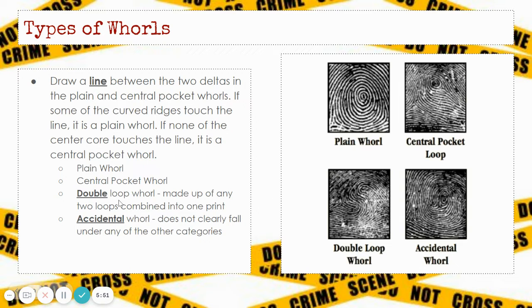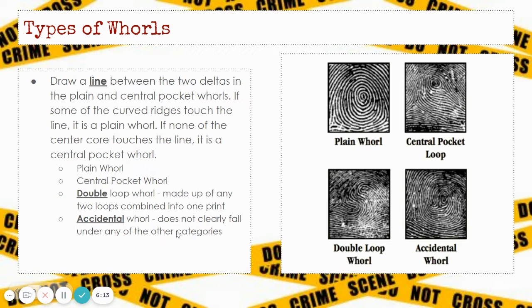A double loop whirl is made of any two loops that are combined into one print. So if you can see, there's a loop here that enters and exits from the right, and another loop here that enters and exits from the left. Because there are two loops in the same print, we call that a double loop whirl. Kind of makes that S shape.